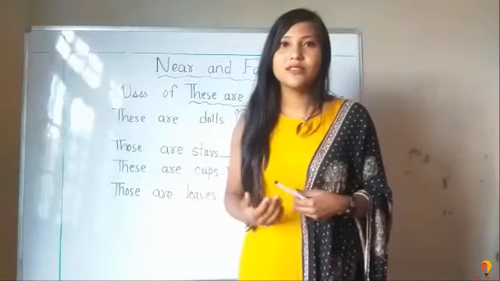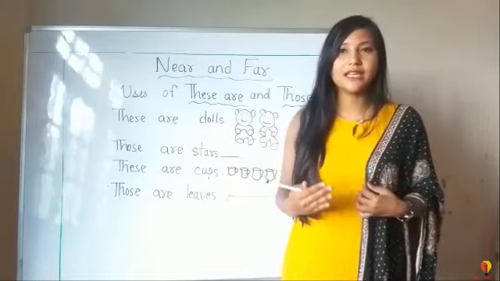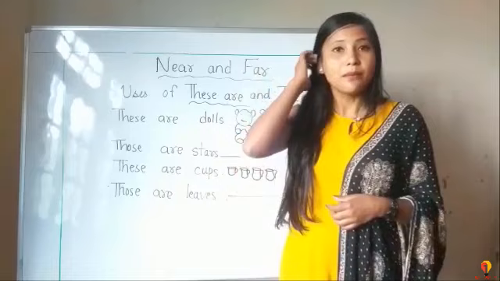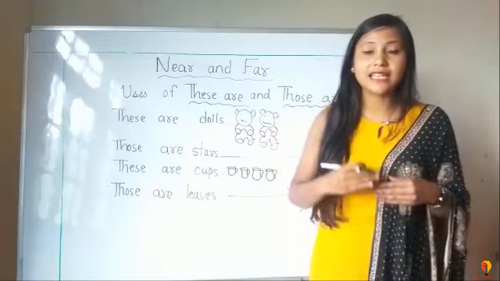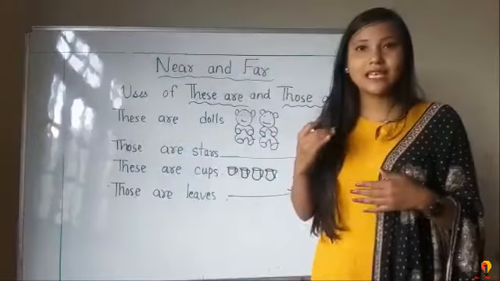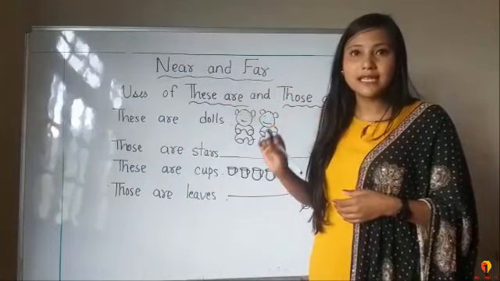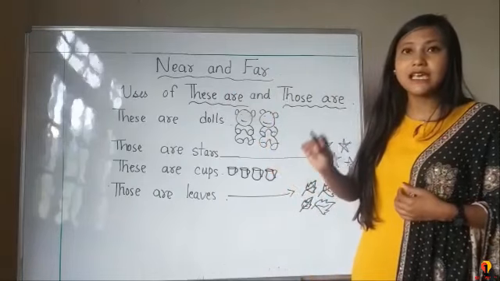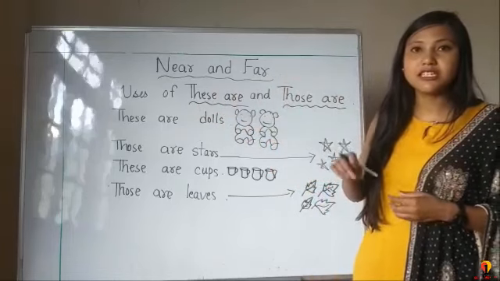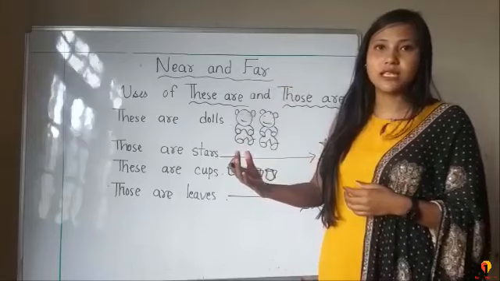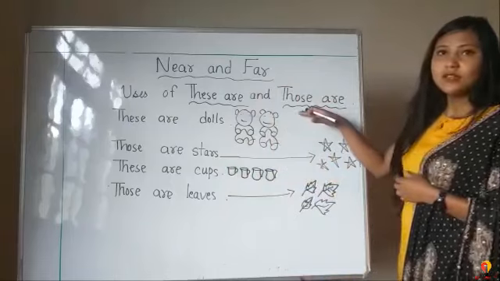Now we have understood that we use this is for the things which are near to us and that is for the things which are far away from us. But if the things which are near to us are more in number, that means they are in many forms, then we'll say these are. We don't say this is; if the number is more than 1, we say these are. And if the things are far away from us and we are pointing at them, and the number of those things is more than 1, then we'll say those are.